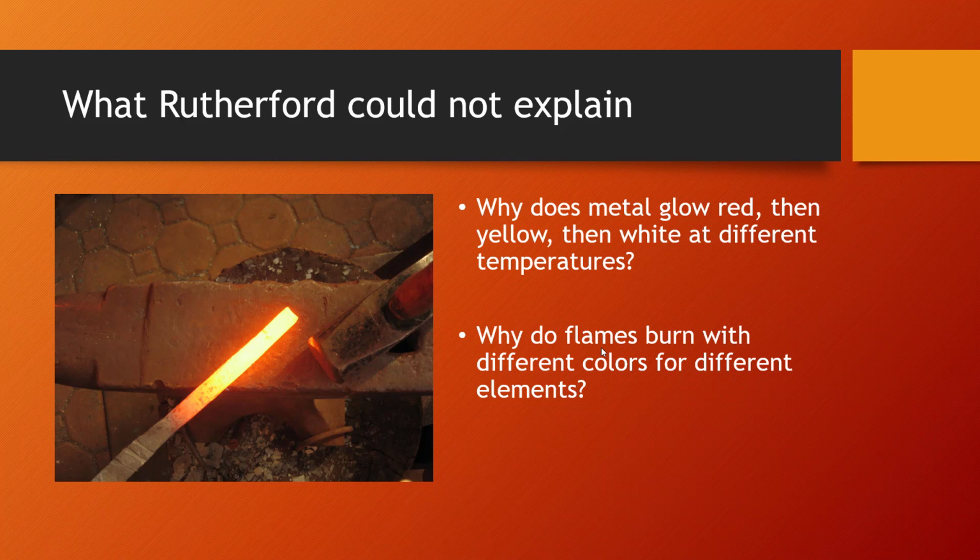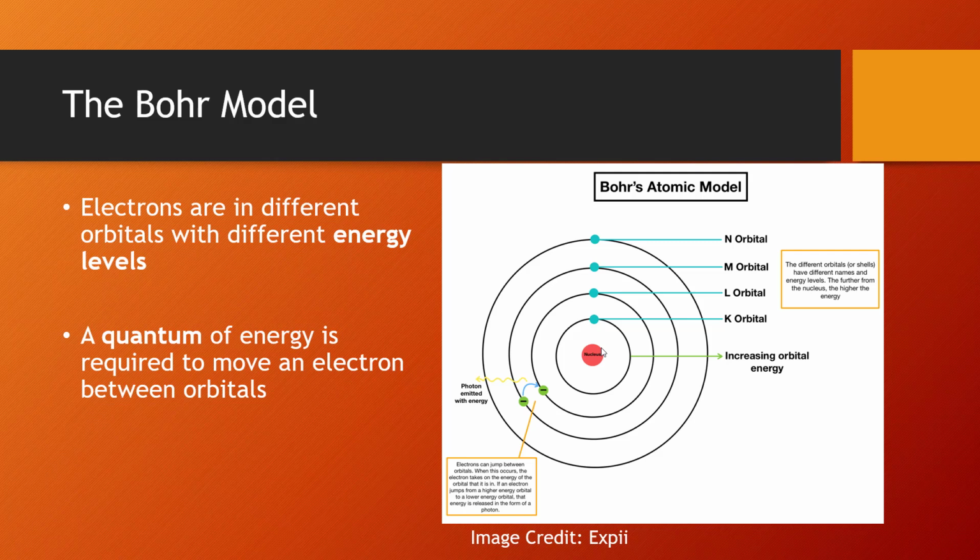And why do flames burn with different colors for different elements? Why is it that lithium burns with a red flame and sodium with a yellow one? Rutherford's model could not explain this, so a separate one was proposed by Niels Bohr. What he proposed is that electrons exist in different orbitals with different energy levels. So this is a fixed energy an electron can have. That's an energy level, and they defined this as having different amounts of energy between the levels.